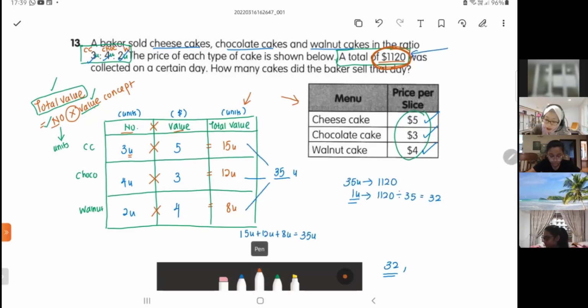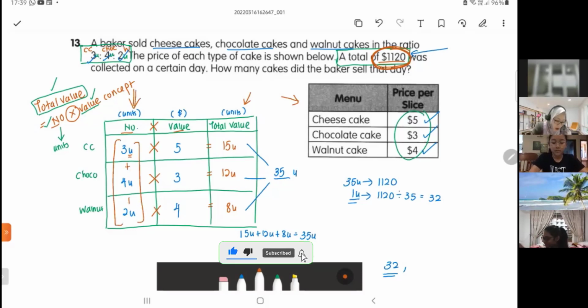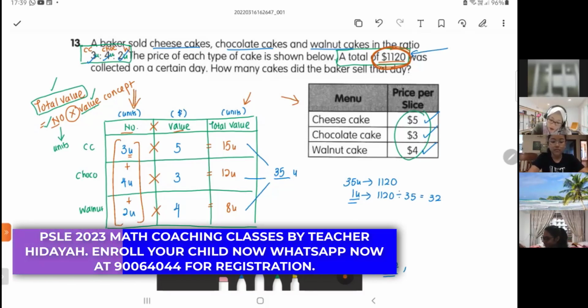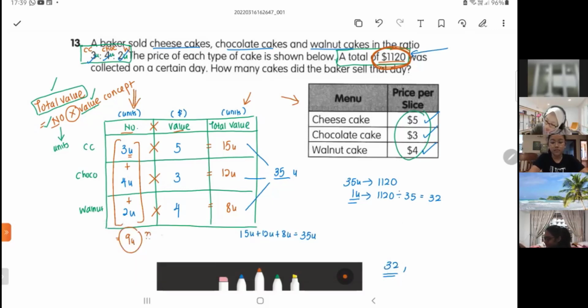No, I want to know how many cakes. Cakes will be this one, right? The representation in terms of units. I want to know this. So you add all the units together. You are going to get 3 plus 4, 7, plus 2, 9 units. I want to find not 1, but 9 units. 32 times 9 equals 288. Answer, not this, but 288. Okay, understand?